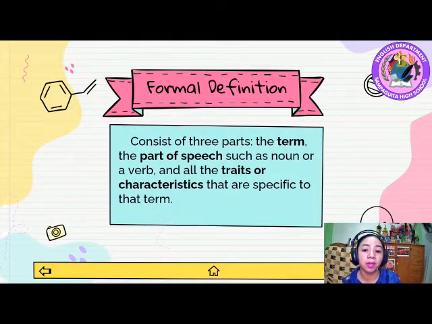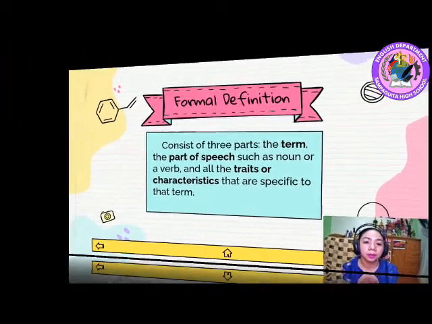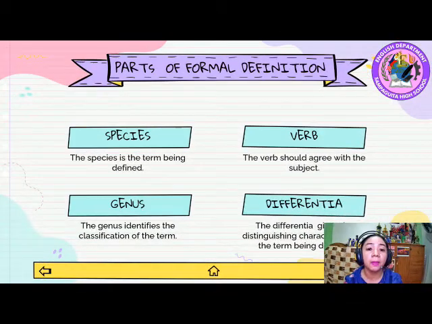Now, what is a formal definition? So let's start with the basic. A formal definition consists of 3 parts. We have the term, second, the part of speech, such as noun or a verb, and then third, we have all the traits or characteristics that are specific to that term. So there are parts of formal definition.